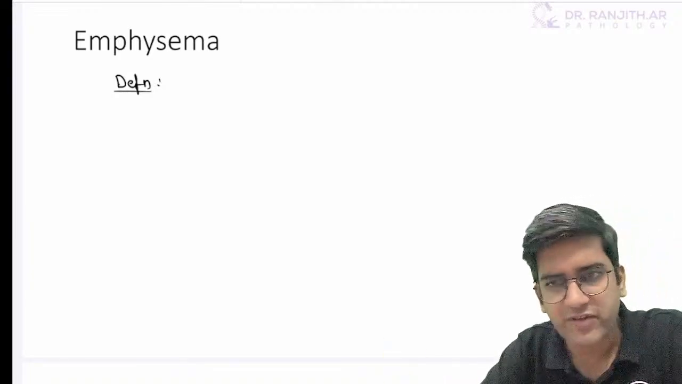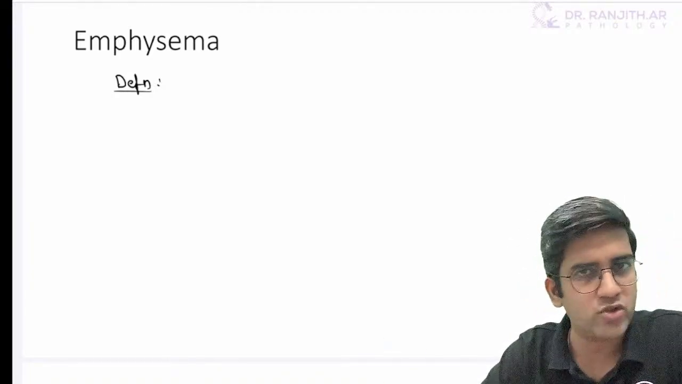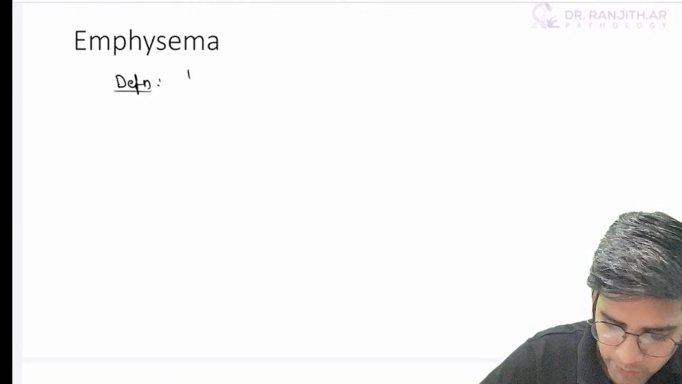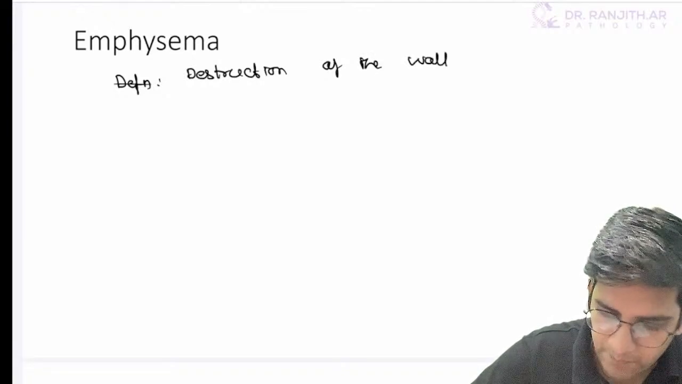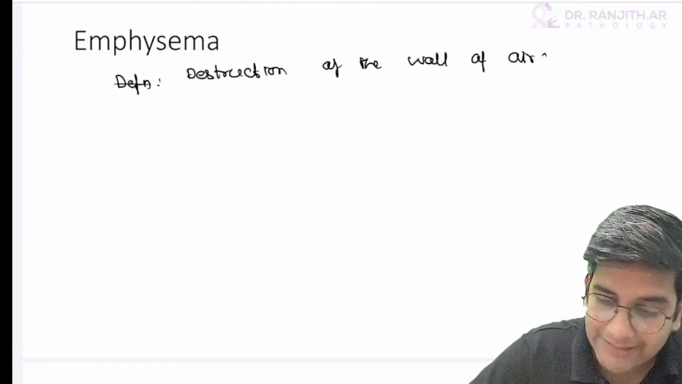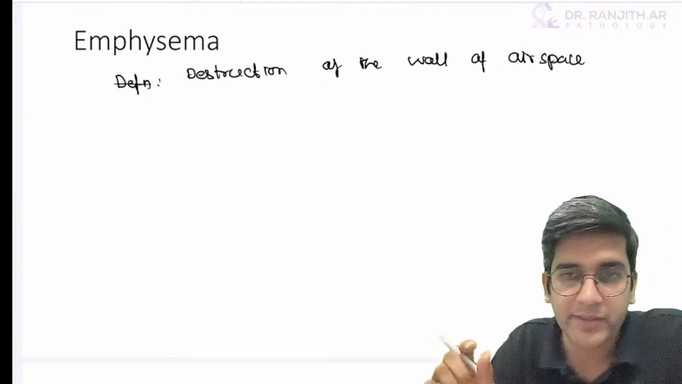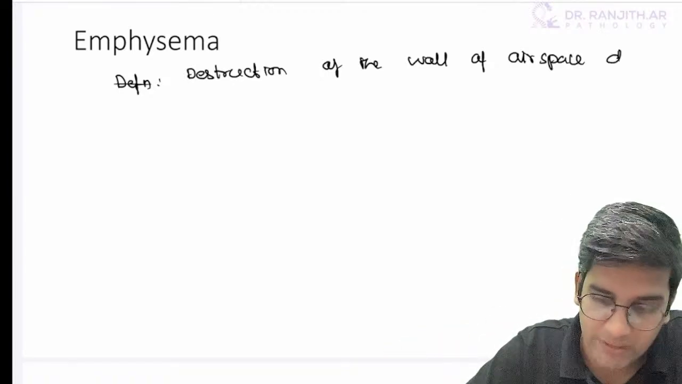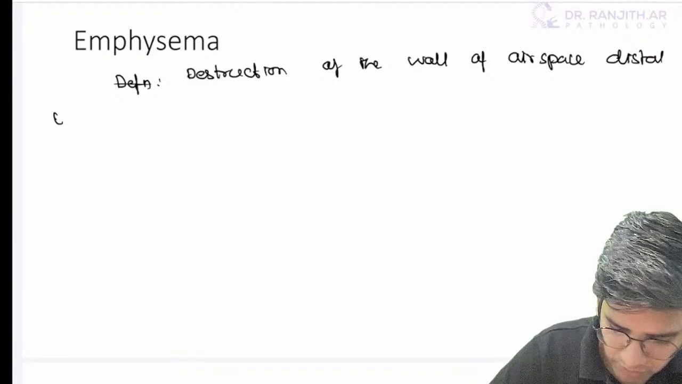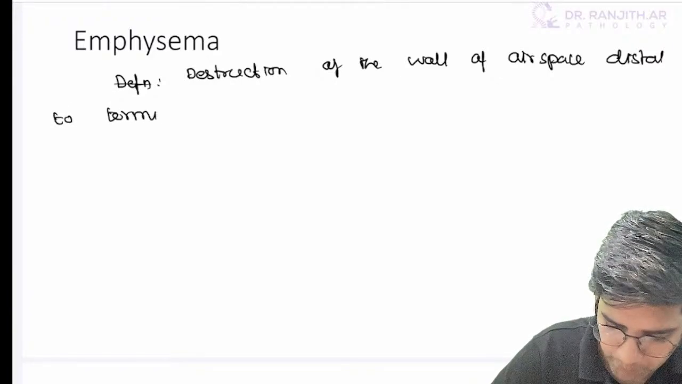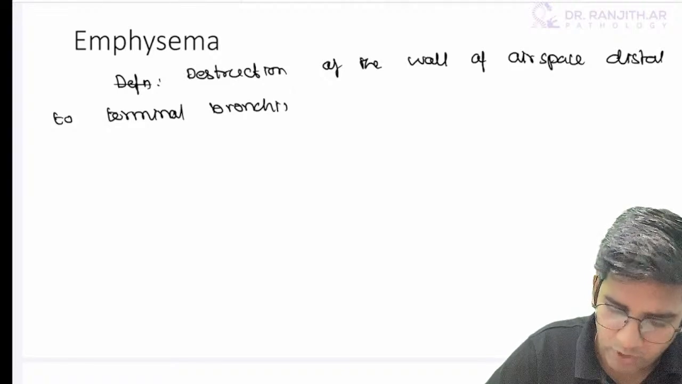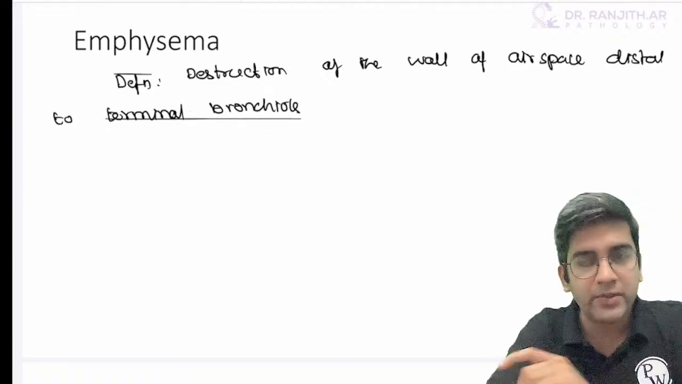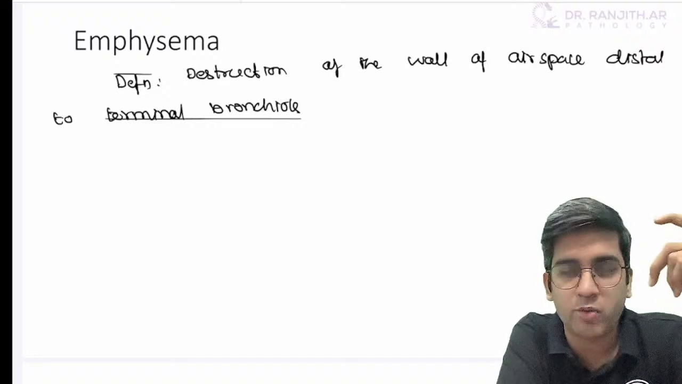Fine. Distension of air space is perfect. That also is a very good thing, right? It's due to destruction of the walls of the air spaces. I want the anatomy. It's distal to the terminal bronchiole. That's very important, right? Distal to terminal bronchiole, subsequently resulting in dilatation of the alveoli. That's called emphysema, because every COPD is classified based on anatomy.